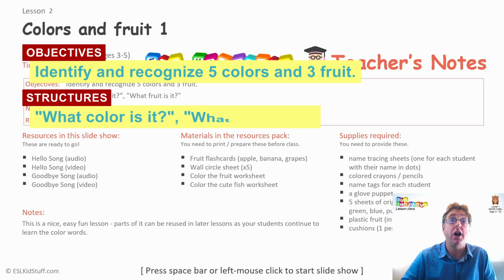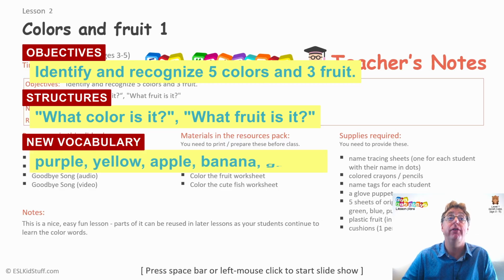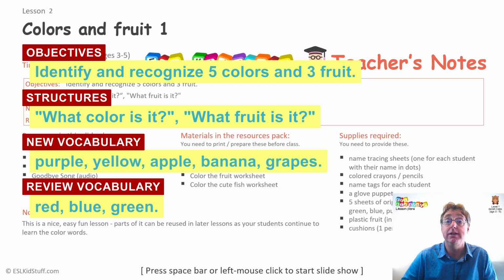Okay, the structures are what colour is it and what fruit is it? And the new vocabulary, you can see the review vocabulary was red, blue and green. We'll be adding to that purple, yellow, apple, banana, grapes.